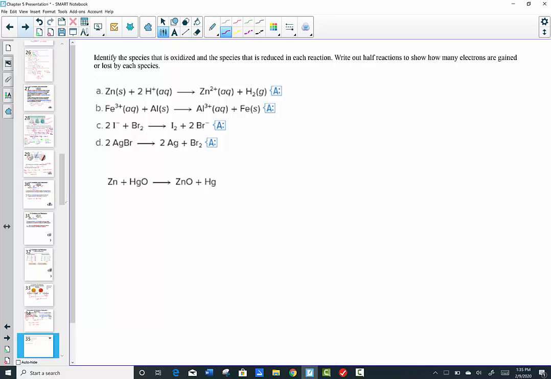Identify the species that is oxidized and reduced in each of these reactions. Write out the half reactions to show how many electrons are gained or lost by the species. You have some practice to do on the bottom of page 6. I want you to work through those, come back to the video, and we'll check, and that will be the conclusion of this lesson on balanced chemical equations and the patterns of change. But stop now, practice this out, and then come back when you're ready to check.